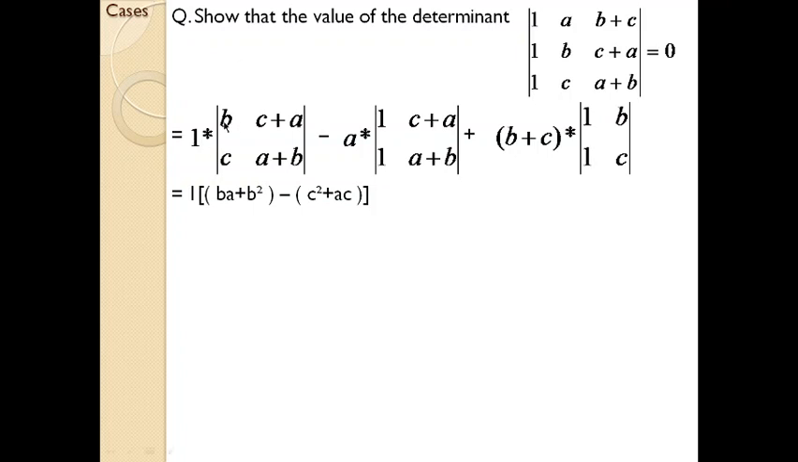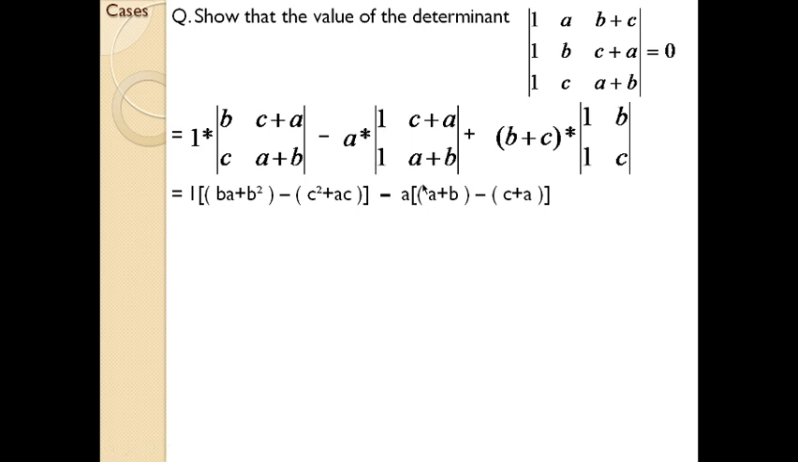So how are you going to deal with it? Start from the first item, left to right: B into A plus B. B into A is BA, plus B into B is B square. For the time being we are giving two brackets. Minus, next one, C. C into C is C square, plus C into A is AC. So we have dealt with the first part. After the first part, it is minus, so the same minus has to be given.